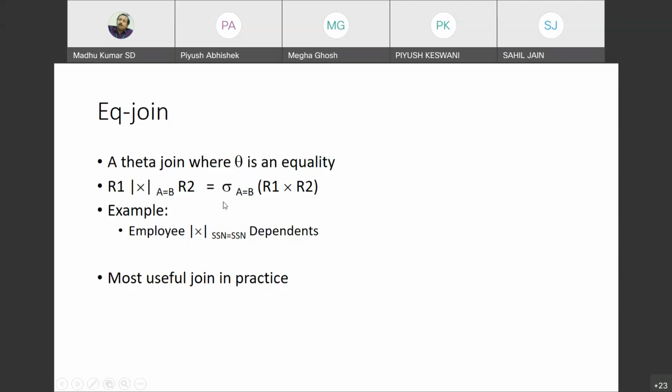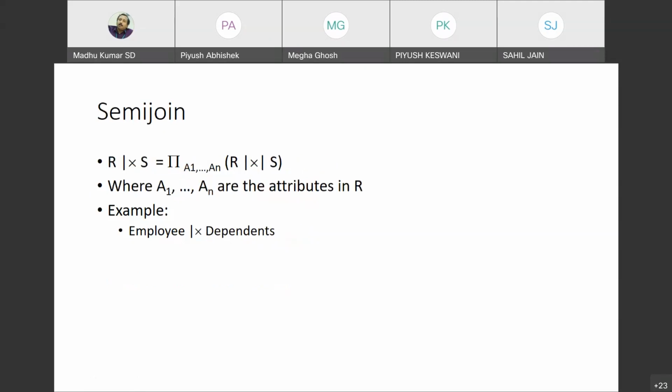So EQ join is practically the theta join operator with theta equal to. That means theta can be less than, greater than, less than or equal to, greater than or equal to, etc. If the equal to symbol comes in place of theta, you call it EQ join. Here R1 and R2 are applied with the theta join with the condition that the value in column A of R should be equal to the value in column B of relation R2. EQ join is very useful, a very frequently occurring operator in relational query processing. Now here comes a very important variation of the join, widely used in distributed databases, which is called semi-join, half join.